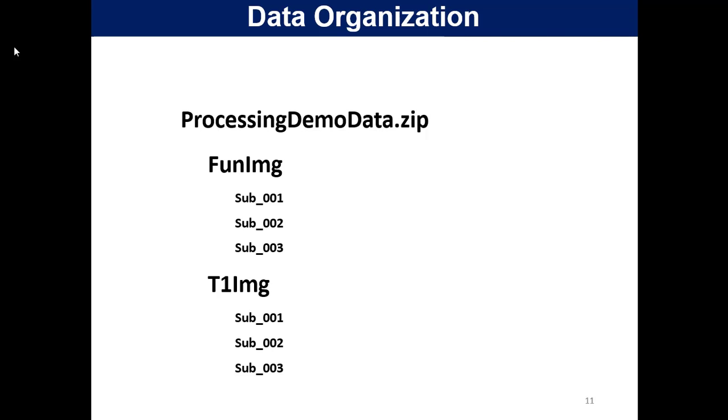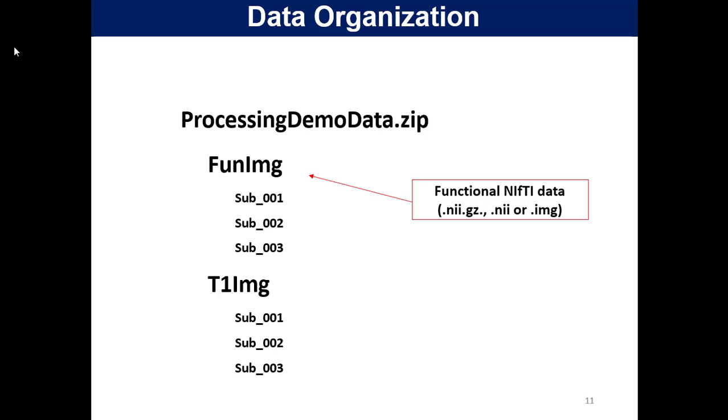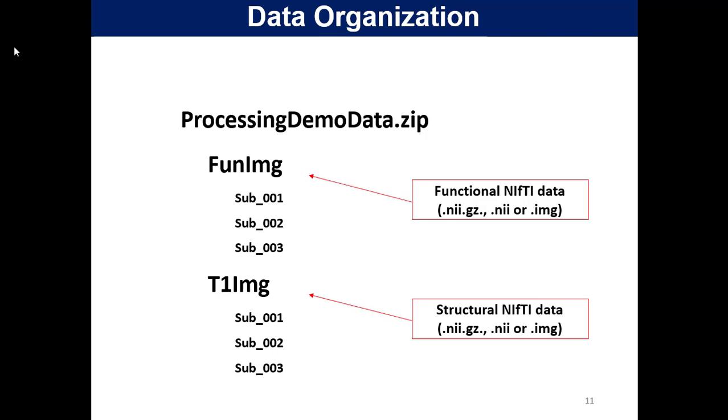We also accept non-raw data. For example, if you download from the internet, there is a lot of open data. For the open data, what they have is not DICOM data, but .nii.gz or .nii or .img files. They are NIfTI data, and DPARS can also start the processing with NIfTI data. So what you need to do is call the folders FunImg, with subject 01, subject 02, subject 03, and put the .nii.gz or .img files into those folders. And this is also the same for T1 Img.